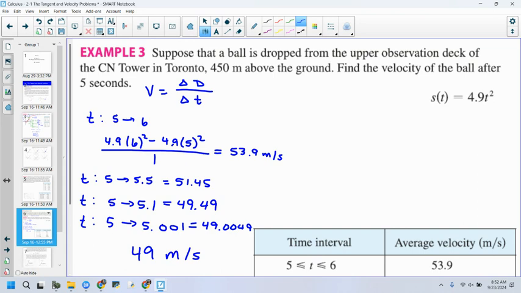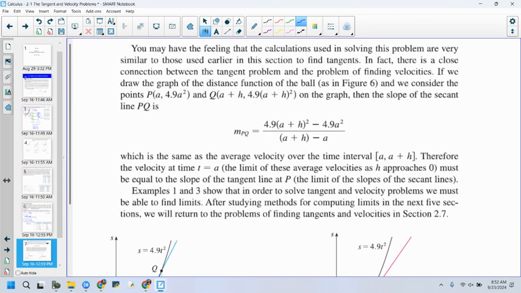Okay? You know what's interesting about this? You may have the feeling that these calculations used in solving this problem are very similar to those you used earlier in this section to find tangents. In fact, there is a close connection between the tangent line problem and the problem of finding velocities.